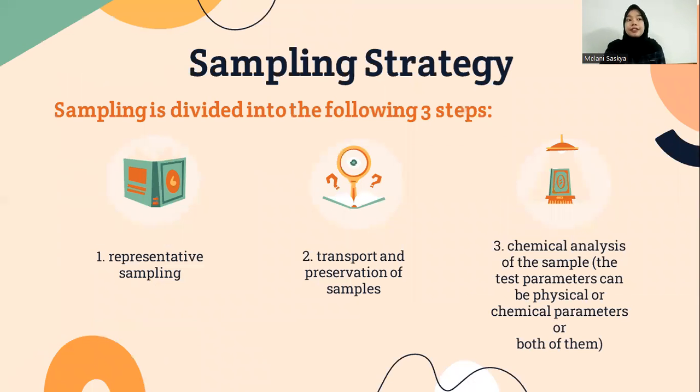Sampling is divided into the following three steps. The first, representative sampling. Second, transport and preservation of the sample. And the third, chemical analysis of the sample. All the test parameters can be physical or chemical parameters or both of them.